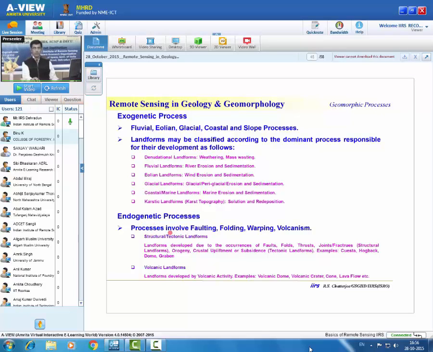So the driving force for the formation of these landforms comes from inside the earth. Basically it represents the folding and faulting. So one is the structural or tectonic landforms, due to the folding, faulting, and different kinds of tectonics. Another is volcanic landforms, where the landforms developed due to volcanic processes.